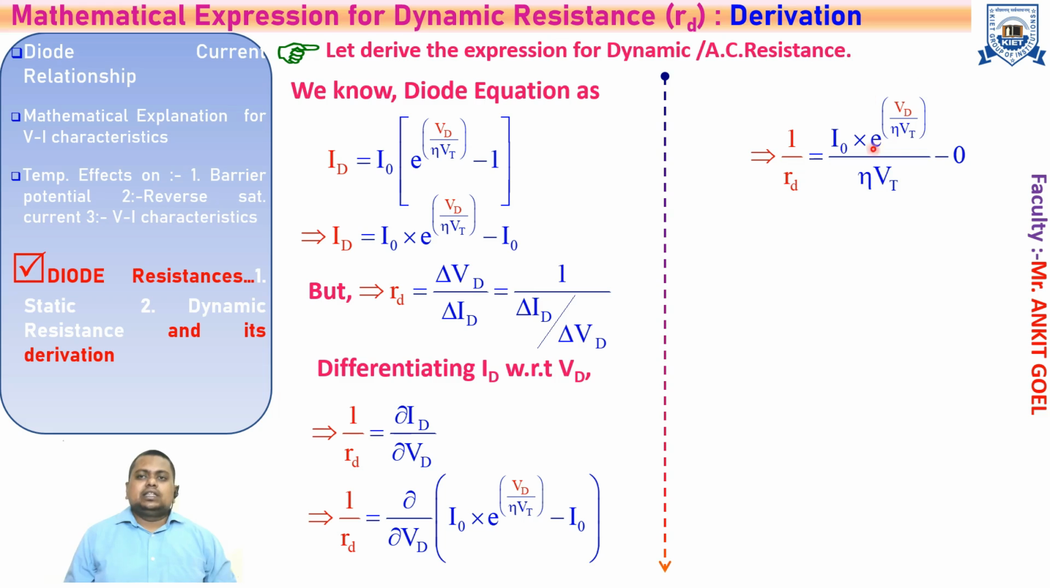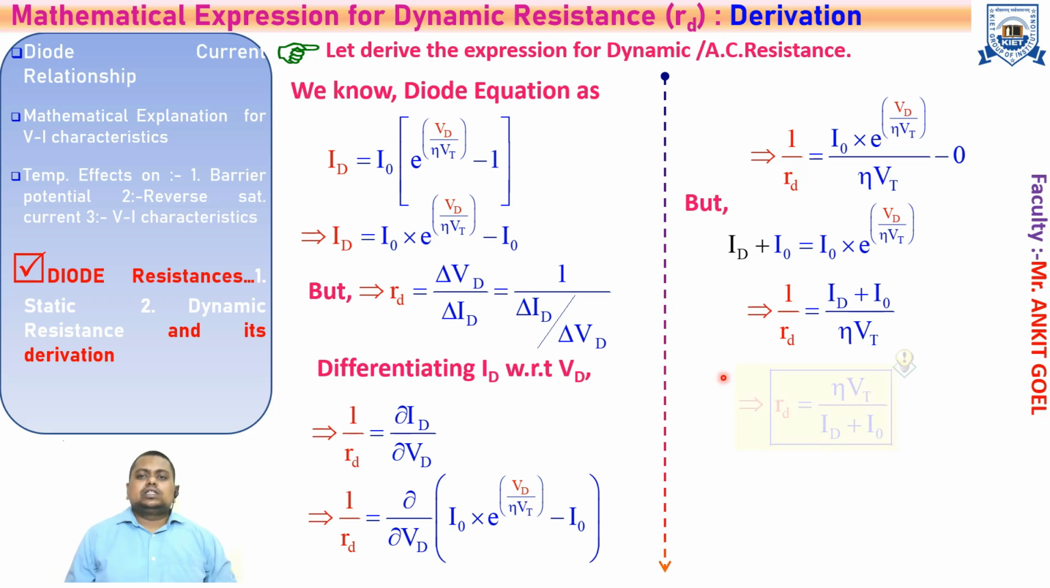Now you can substitute this numerator I naught e raised to the power Vd upon eta Vt, which will be Id plus I naught, right? So Id plus I naught can be written as I naught e raised to the power Vd upon eta Vt. From this expression you can easily relate this. So just replace the numerator here. So 1 upon Rd equals Id plus I naught upon eta Vt. Now take its reciprocal, and you will get the expression for the dynamic resistance as Rd equals eta Vt upon Id plus I naught. Remember this, this is the exact expression for the dynamic resistance.